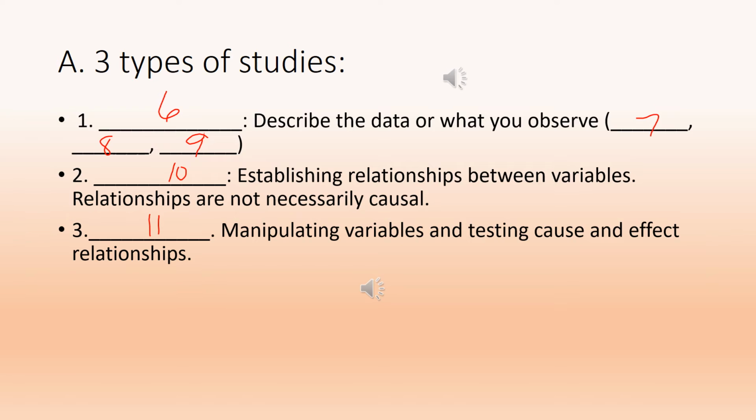Number 6, descriptive studies. Number 7, case study. Number 8, naturalistic observation. Number 9, survey. Number 10, correlation or correlational studies. And number 11, experimental research or experiments.